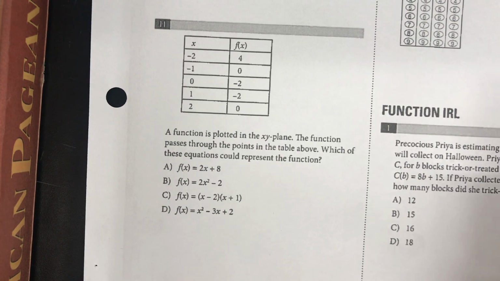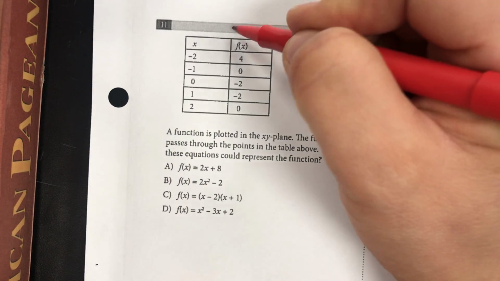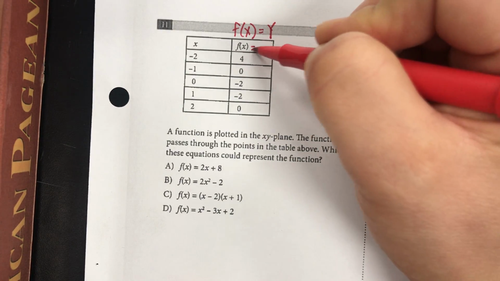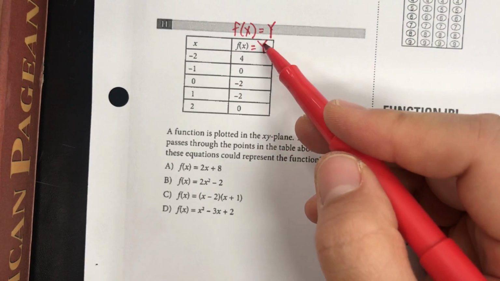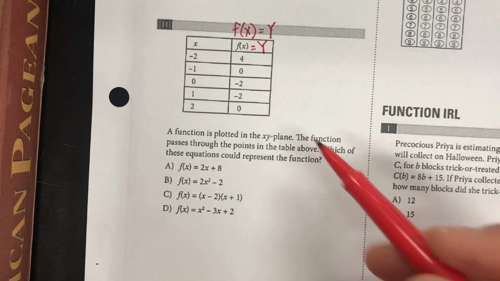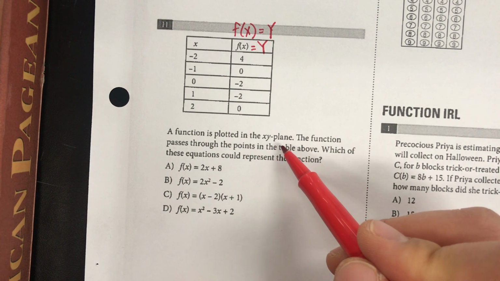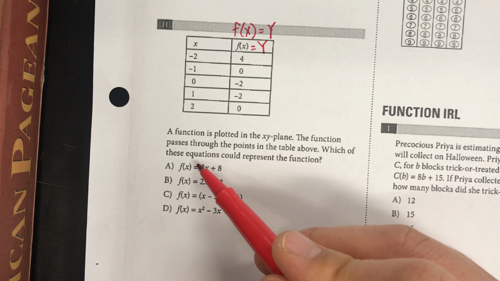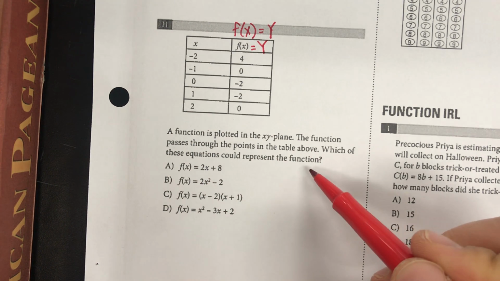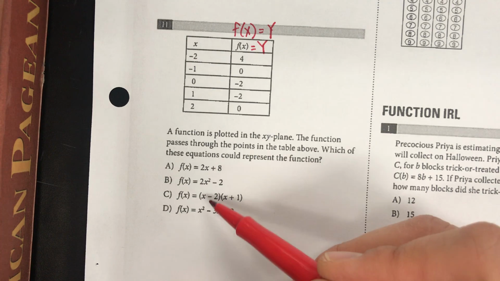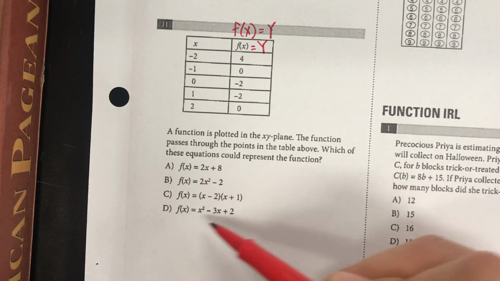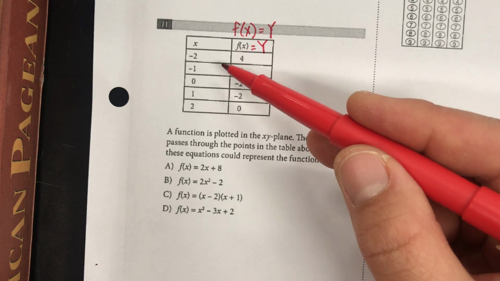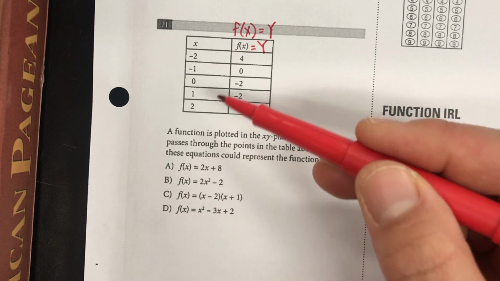For number 11, here is your x, and I want you to always remember f of x always equals y. So basically f of x equals y, this is your x and your y. And what they want to know is, a function is plotted in the xy plane. The function passes through the points in the table above. Which of these equations could represent the function? So they want to know which one of these functions would be the one that represents this graph. So basically what you have to do is plug these numbers into these different equations and figure it out.